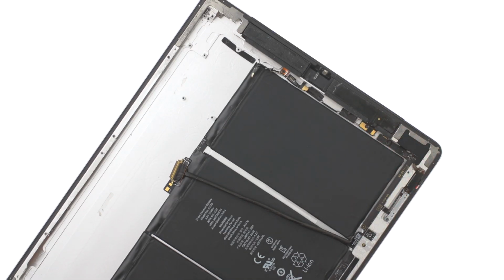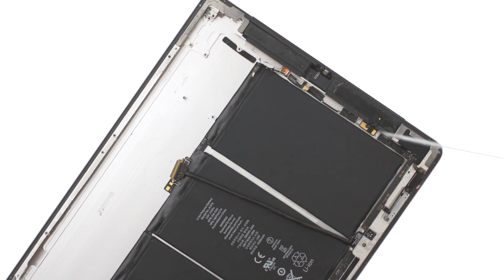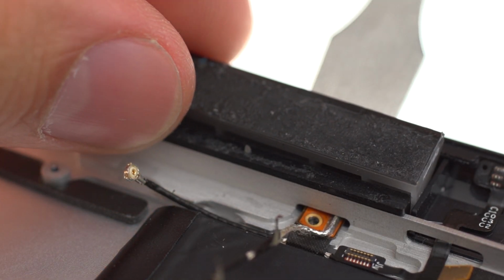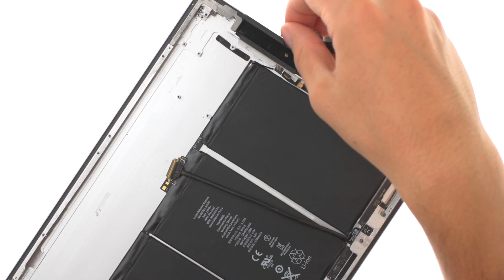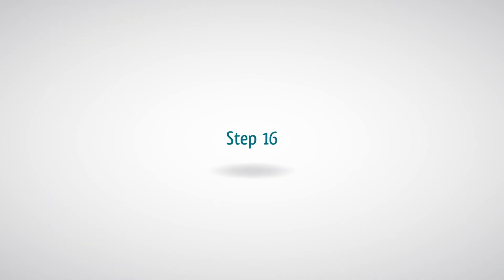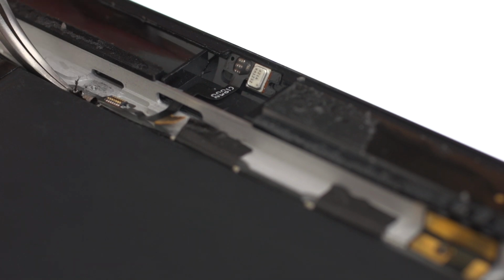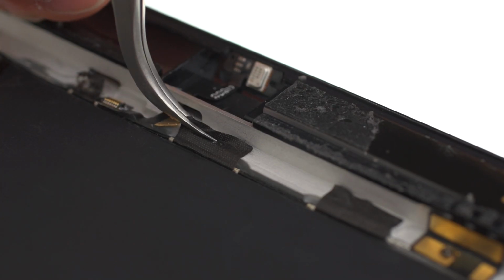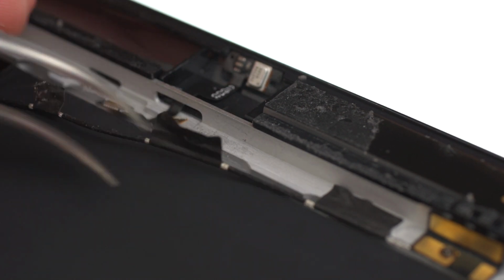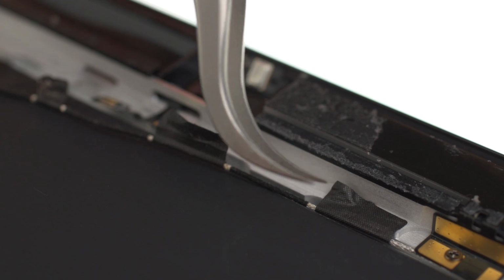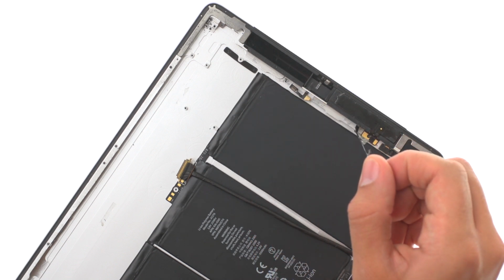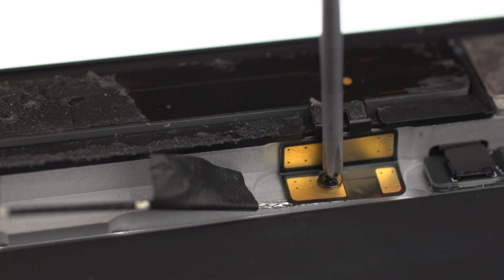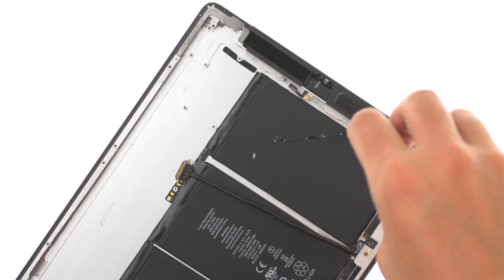Remove the following Phillips screw and remove the short signal antenna. Peel the antenna cable away from the housing. Remove the following Phillips screw and remove the long signal antenna.